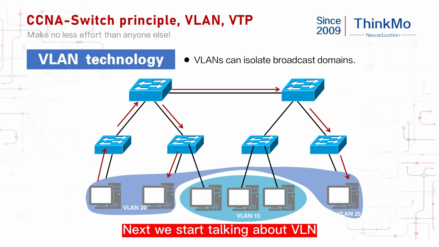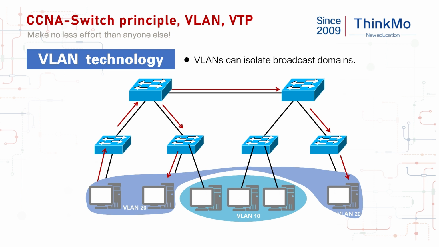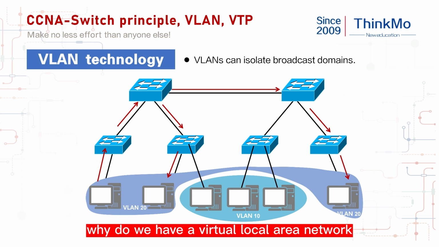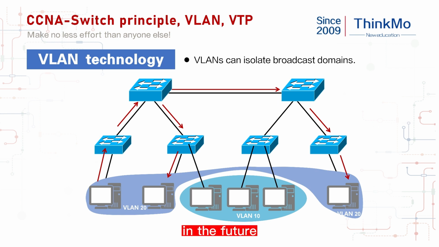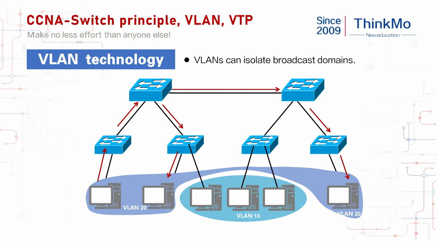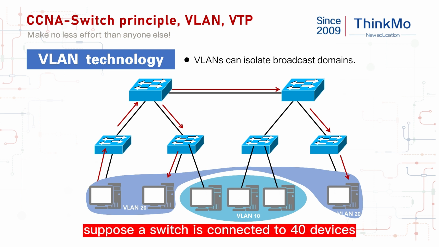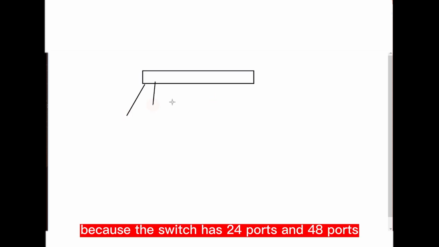Next we start talking about VLAN. VLAN is called Virtual Local Area Network. V is virtual. LAN is local area network. Why do we have a virtual local area network? Let me first describe an environment. In the future, many devices will be connected to one switch. Suppose a switch is connected to 40 devices. 40 devices is a lot, because switches have 24 ports and 48 ports.